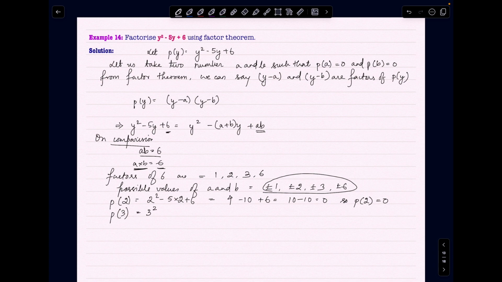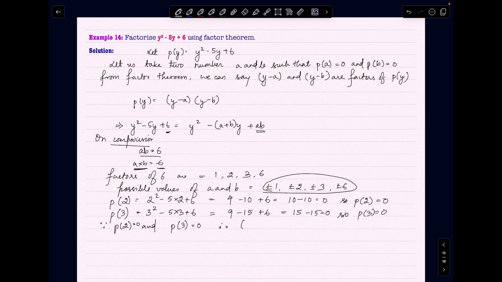This is the 3 square. Okay, instead of y square I am writing 3 square, and instead of 5y I am writing 5 into 3, and this is plus 6. 3 square is 9, 5 into 3 is minus 15, and this is plus 6. So 9 plus 6 is 15, minus 15 is 0. Okay, so what are you getting? P of 3 equals 0. So I am writing, since P of 2 equals 0 and P of 3 equals 0.